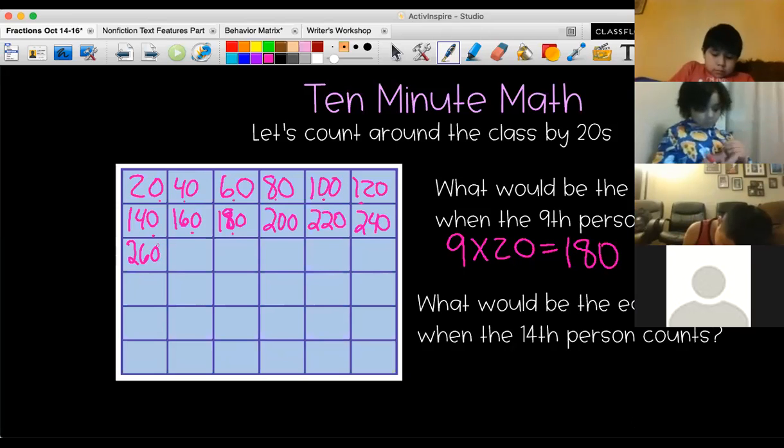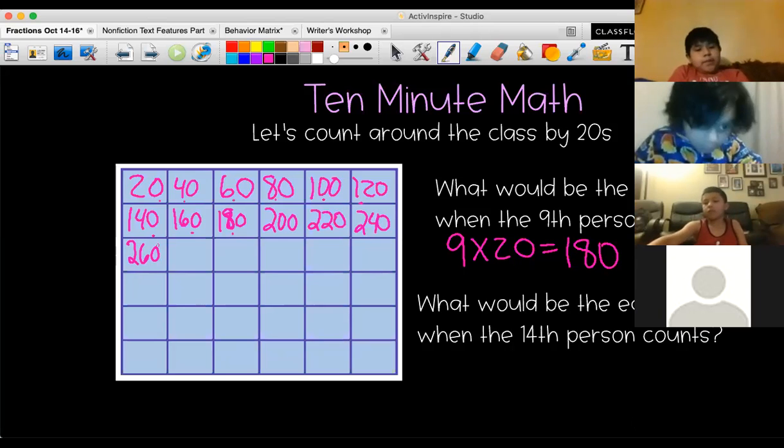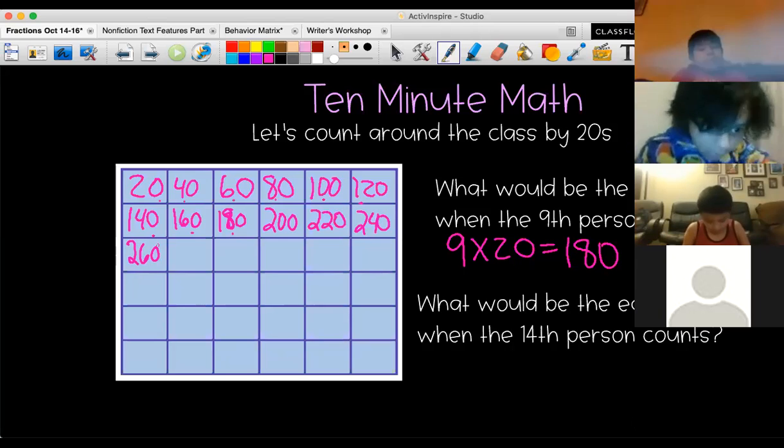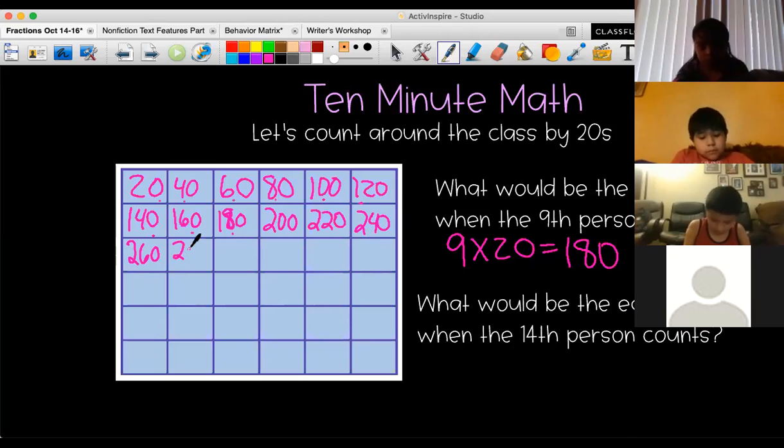And Jay, what would be next? 280. So, who can raise their hand and tell me what the equation would be for after the 14th person has counted? That was our 14th person. What would our equation be?